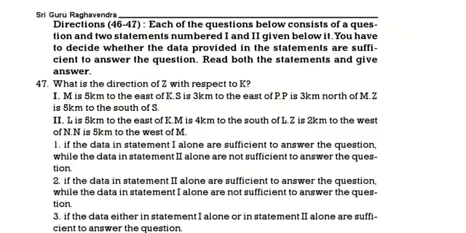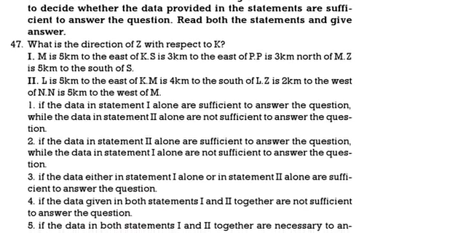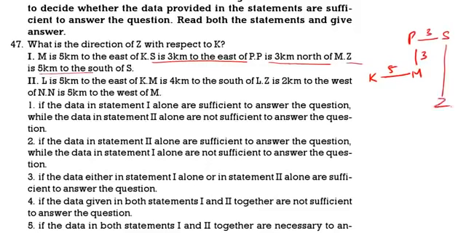See the next question. What is the direction of Z with respect to K? See the first statement. M is 5 kilometers to the east of K. So first K, east 5, M. Then P is 3 kilometers to the north of M. Then S is 3 kilometers to the east. Z is 5 kilometers to the south. This is Z. Now, what is the direction of Z with respect to K? That is south east. We are getting the answer by using the first.